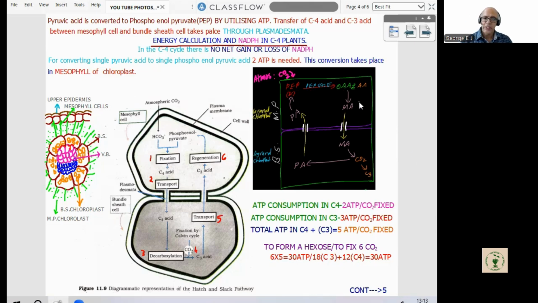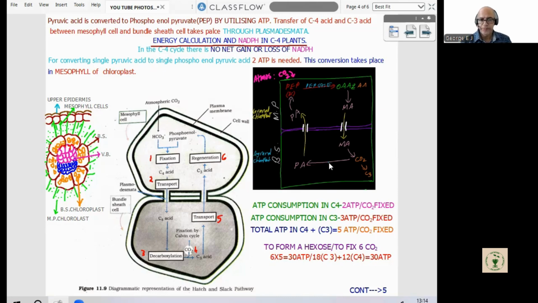Now this oxaloacetic acid will be converted into different organic acids. Oxaloacetic acid is 4-carbon, aspartic acid is 4-carbon, malic acid is 4-carbon. So many organic acids are formed in the C4 cycle. That is an adaptation that we will be studying later. And now we reached malic acid, a 4-carbon acid, which is shifted from the mesophyll cell to the bundle sheath cell through specific channels called plasmodesmata. Another important question.